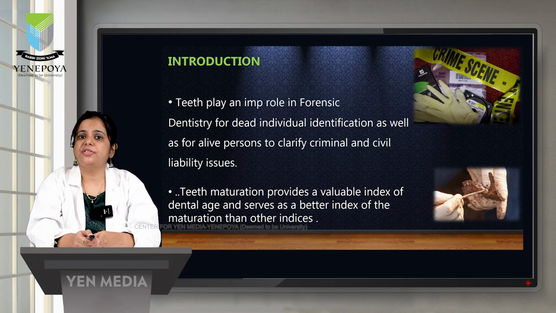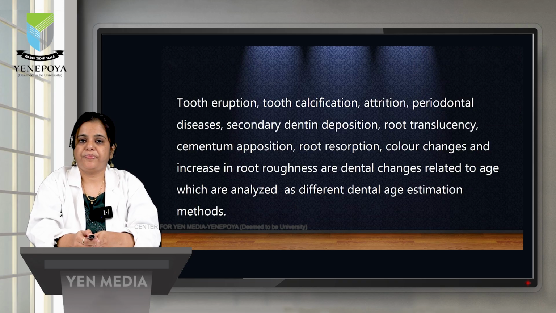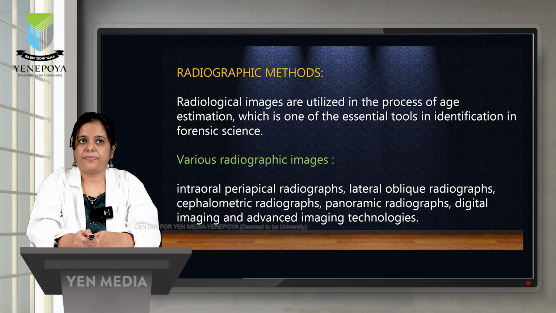Teeth maturation provides a valuable index of the dental age and serves as a better index of the maturation than any other indices. Various factors associated with teeth such as tooth eruption, calcification, attrition, secondary dentin deposition, periodontal diseases, root translucency, cementum apposition, root resorption, color changes, increase in root roughness, all these dental changes related to age are analyzed as different dental age estimation methods.